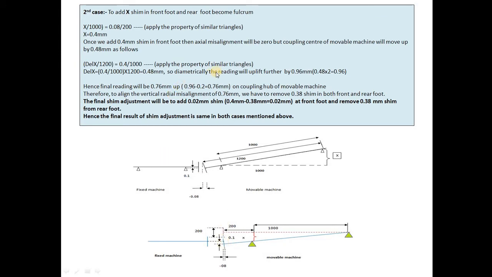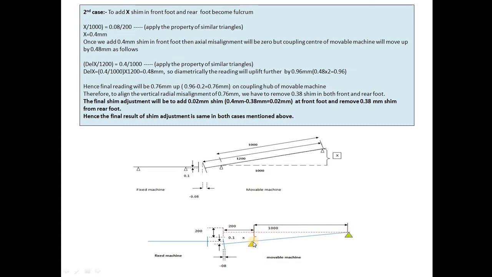Then diametrically, what will be the reading? That will be 0.96. But your rotor's initial reading was 0.2 downwards. So how much radial offset will be there? Now 0.96 minus 0.2, that is 0.76 up. That means you have to remove how much? This divided by 2, that is 0.38. So we have to remove 38 from the bottom side and 38 from the front side.